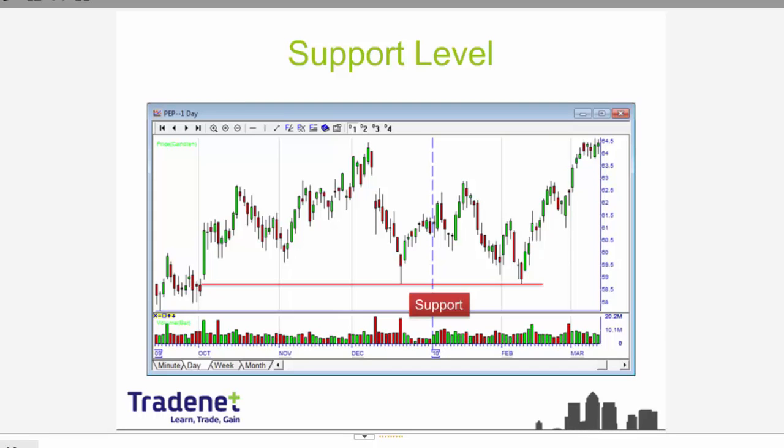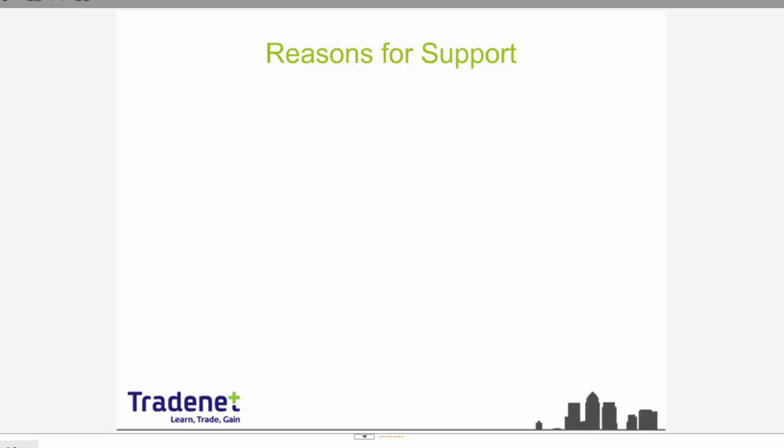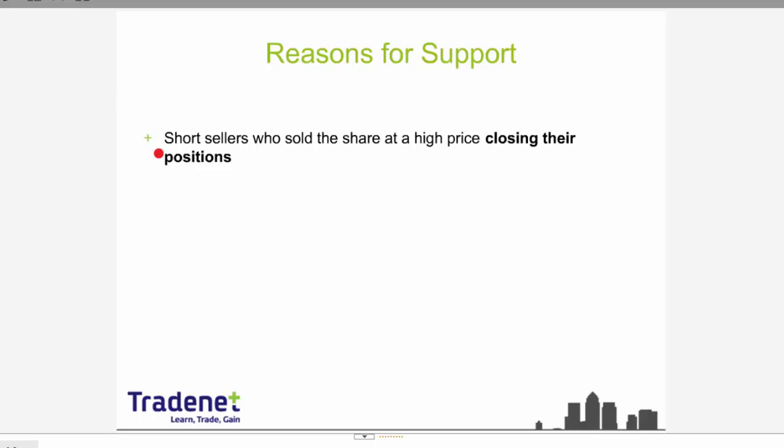So a support level could be a place where buyers came in earlier. And again, it was proven here, it was proven here, and it could be proven in the future more and more times. So the reasons for support are exactly the same. And again, I'm not going to waste time on that, but we are in fact talking about short sellers who sold the share at a high price. They are right now closing their position. And closing their position, if you are a short seller, means that you are buying.